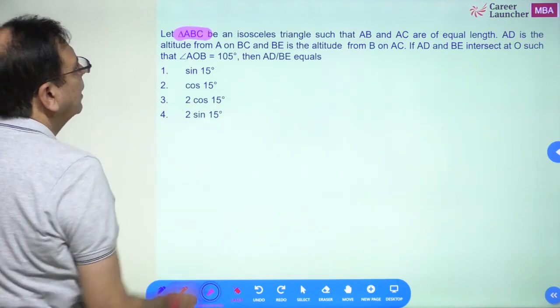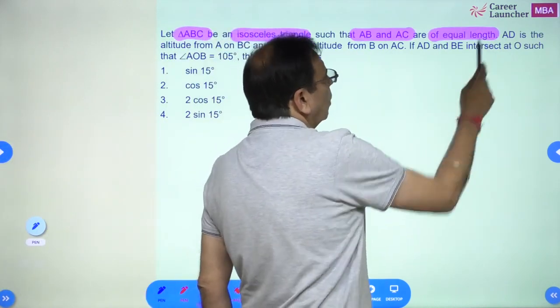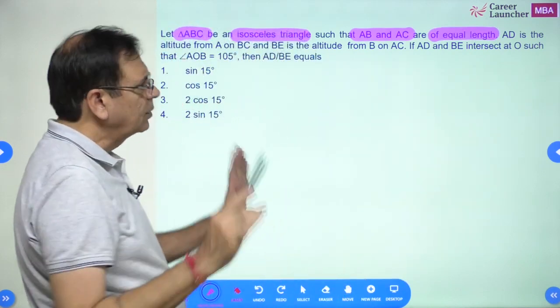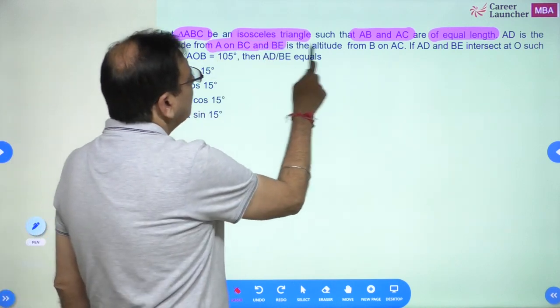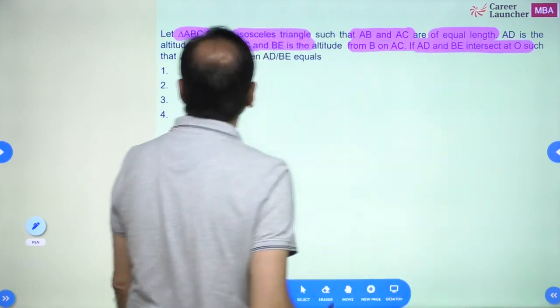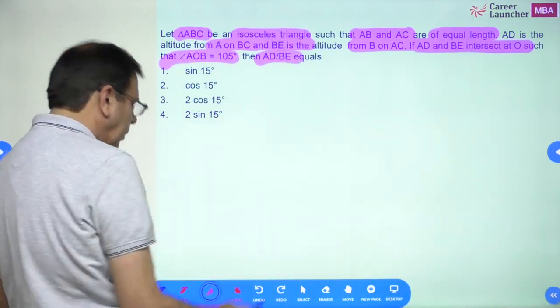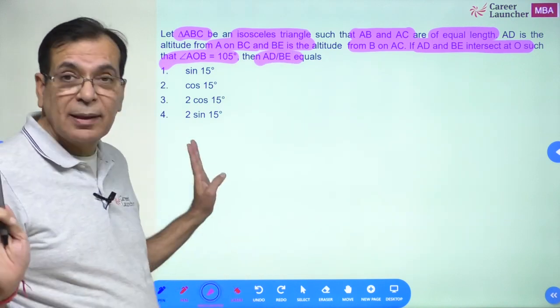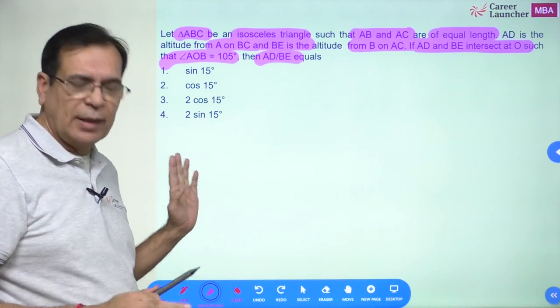Triangle ABC is an isosceles triangle such that AB, AC are of equal length. Okay, isosceles है सब आ रहा. AD is the altitude from A on BC and BE is the altitude from B on AC. If AD and BE intersect at O such that angle AOB is 105 degree, what is AD by BE equal to? मुझे बिल्कुल नहीं मालूम क्या करना है इसमें, but choices देख के कुछ लगा कि कुछ कर सकते हैं.